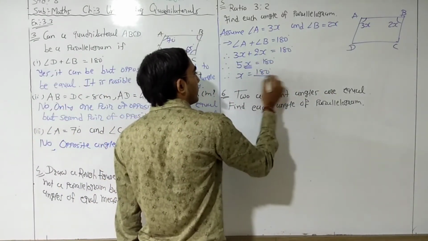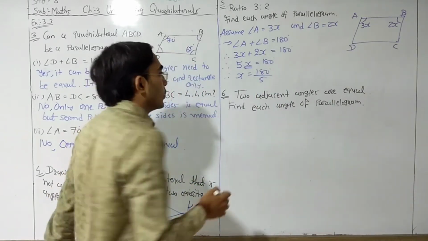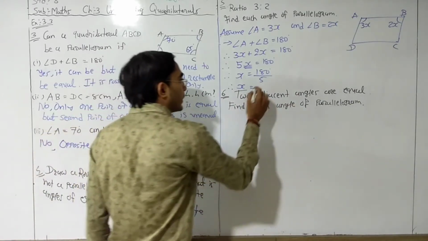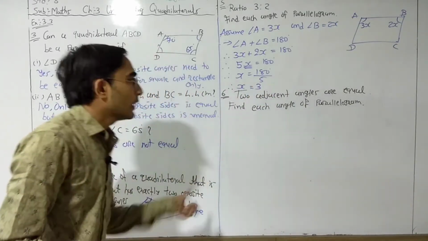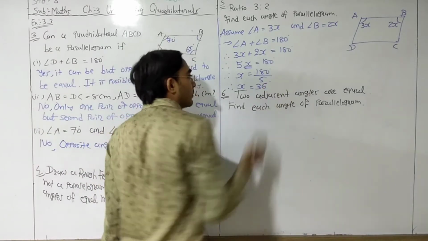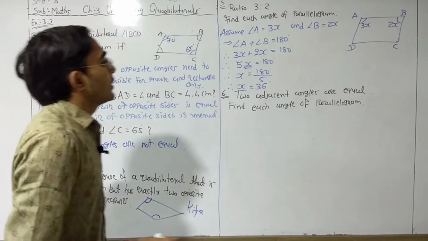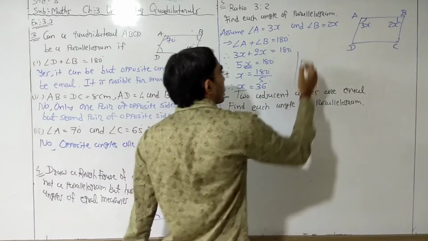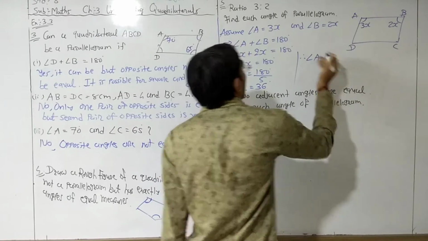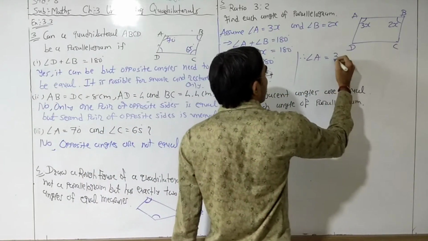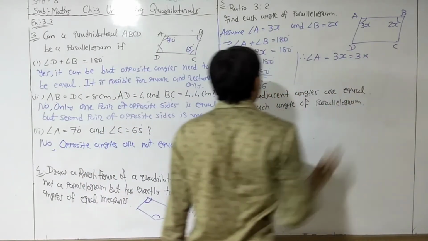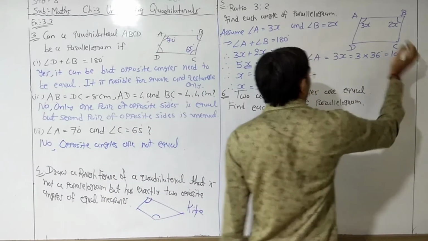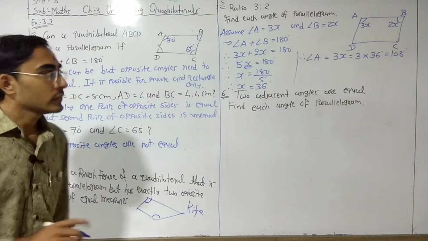So here 180 divided by 5. So value of x is 180 divided by 5. 5 3s are 15, remainder 3, 30. 5 6s are 30. That means 36 degrees. So x is equal to 36 degrees. From here we can find the value of angle A. Our angle A is 3x. Put the value of x here. So 3 multiplied by 36. 36 into 3, 108 degrees.